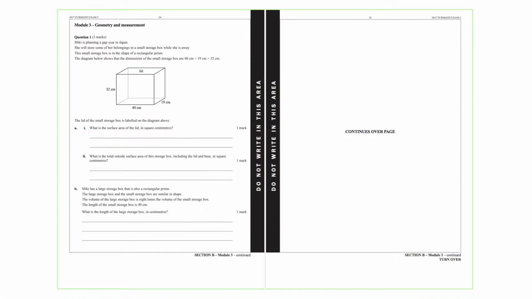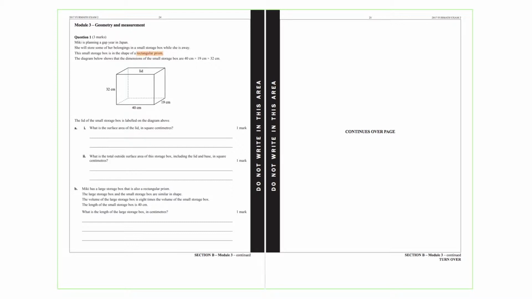Module 3, Geometry and Measurement. Question 1. Miki is planning a gap year in Japan. She will store some of her belongings in a small storage box while she is away. This small storage box is in the shape of a rectangular prism.